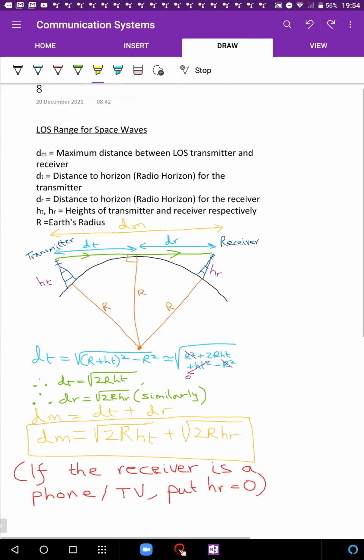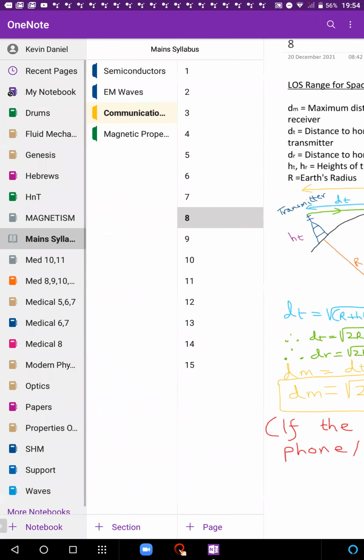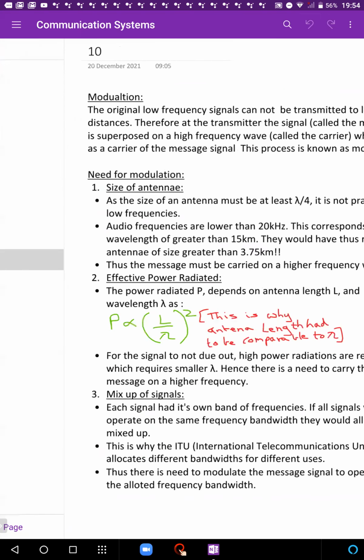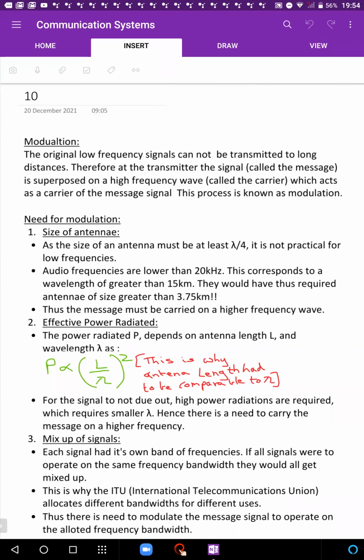All right. We have roughly 20 minutes. Let's see if we can understand modulation.